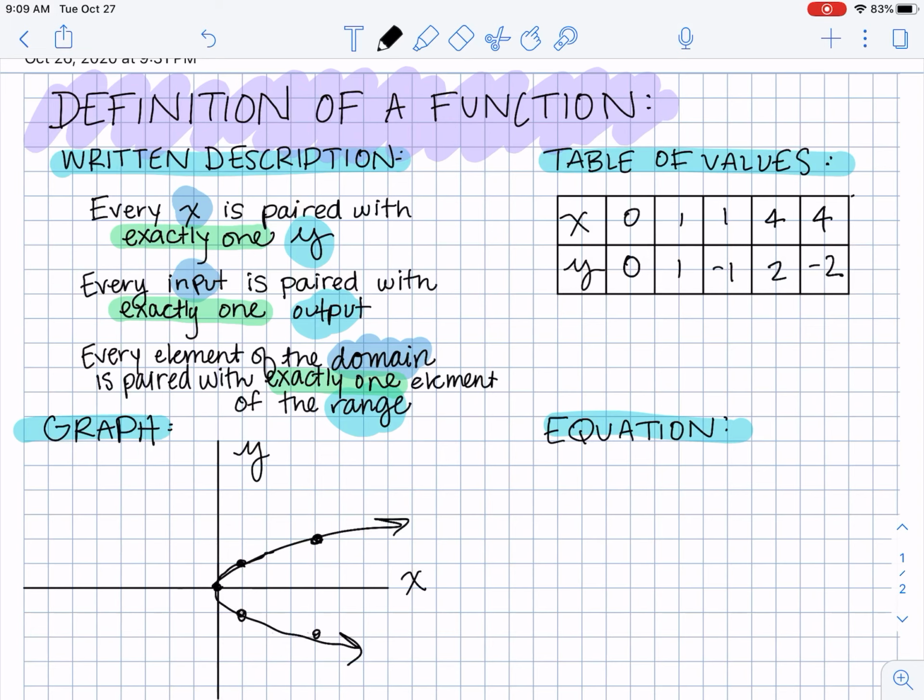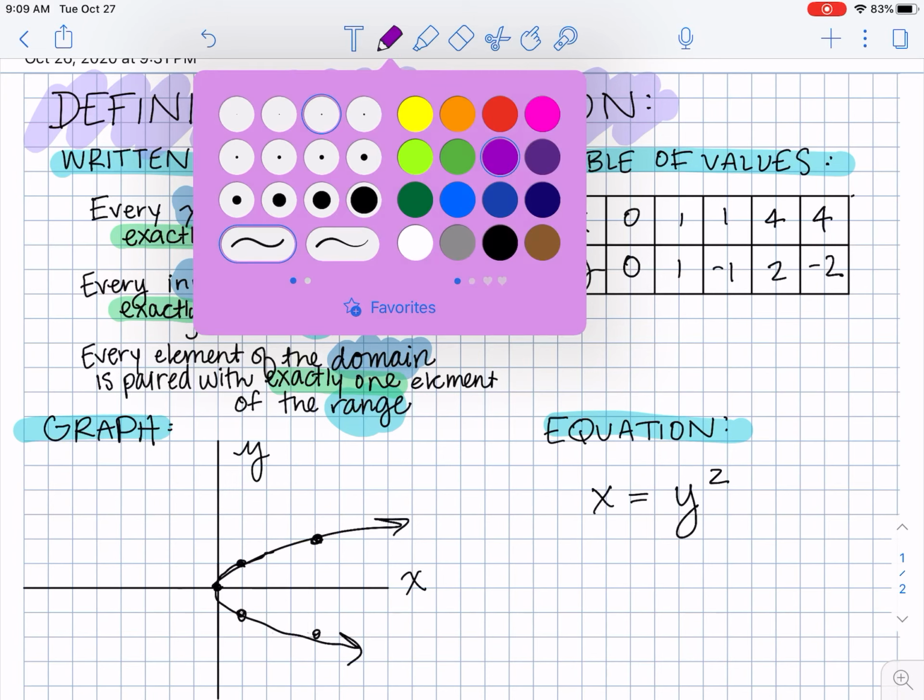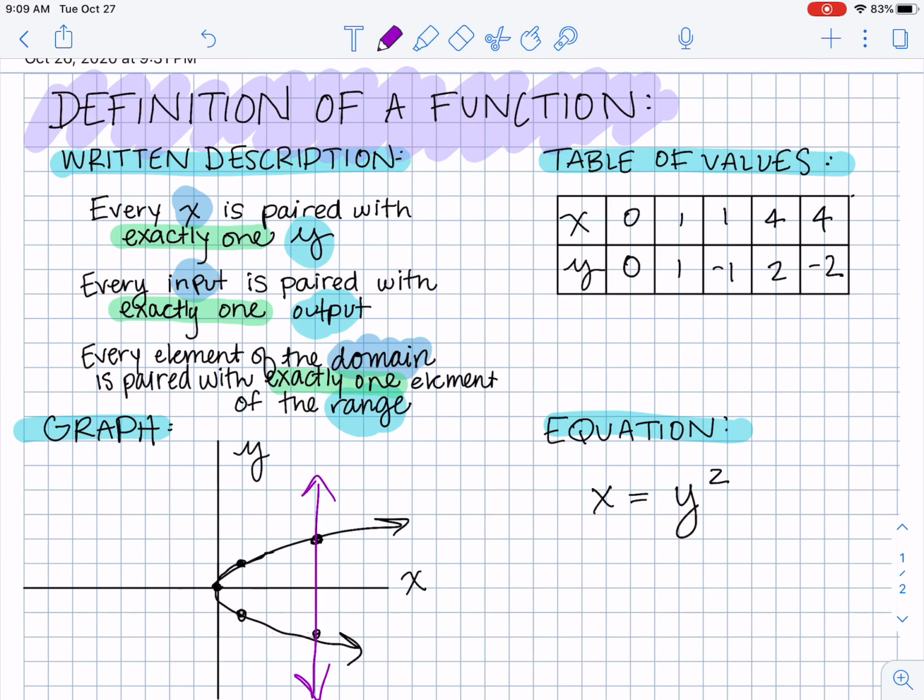What's happening here? This is a sideways parabola. And a sideways parabola, you didn't know this, but let me tell you, is the equation x equals y squared. We can see clearly it does not pass the vertical line test. We can see clearly that there is not exactly one y for each x. It's paired with different y's. 4 is paired with both 2 and -2, so that's no good, not a function.